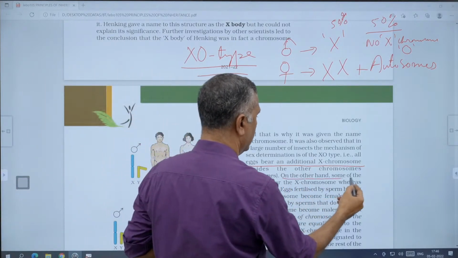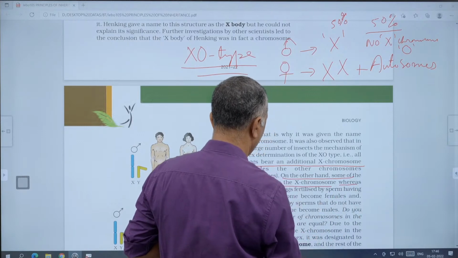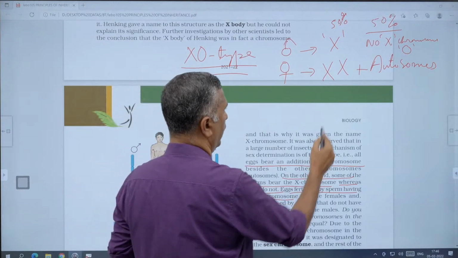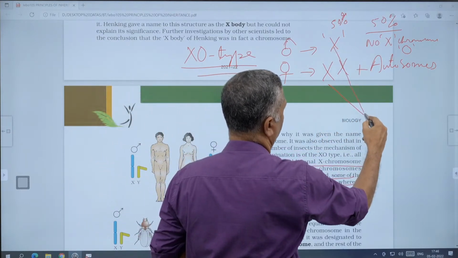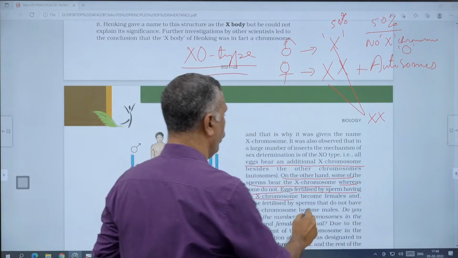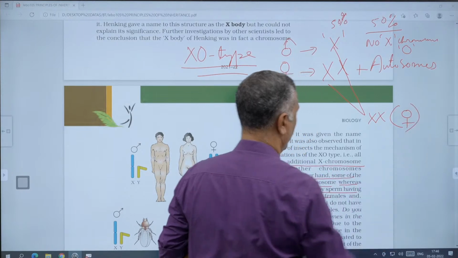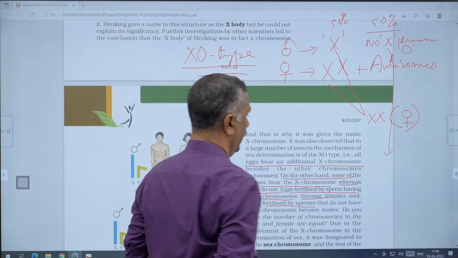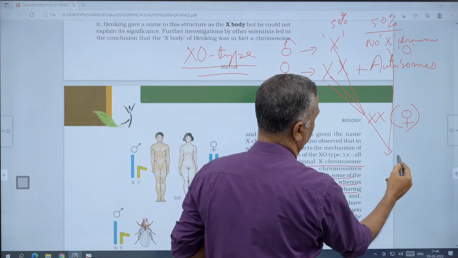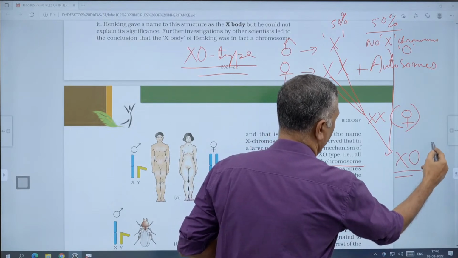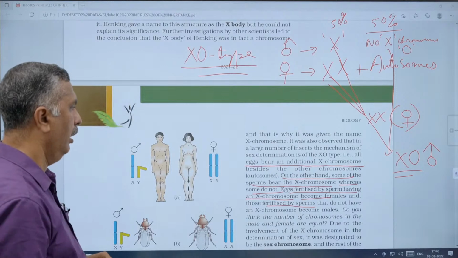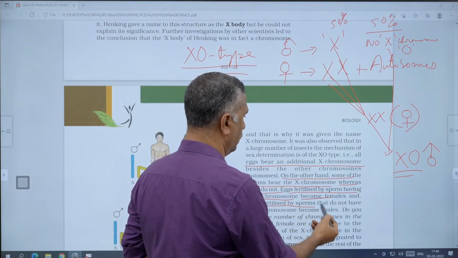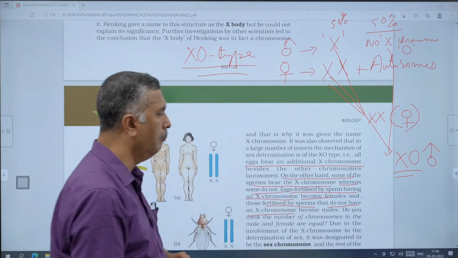Some of the sperms bear the X chromosome, whereas some do not. The eggs fertilized by sperms having an X chromosome become females, so when X combines with another male gamete with X, that will become a female. And those fertilized by sperms without an X chromosome will be XO, and they will be male. Those fertilized by sperms that do not have an X chromosome become males.